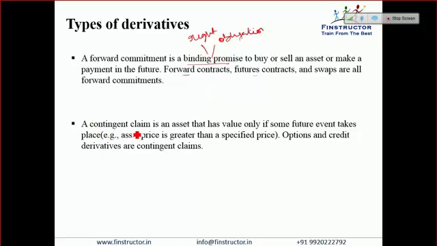A contingent claim is an asset that has value only if some future event takes place. That is, if the price of the book is greater than $100, then some payment will be made. If the price is less than $100, then some payment will be made. These kinds of derivatives also exist. We will study them in more examples. So options and credit derivatives are generally contingent claims. That is, here there will be a value or a payment due if a particular event happens. Again, we'll study in more detail when we go to the specific topics on options and credit derivatives.